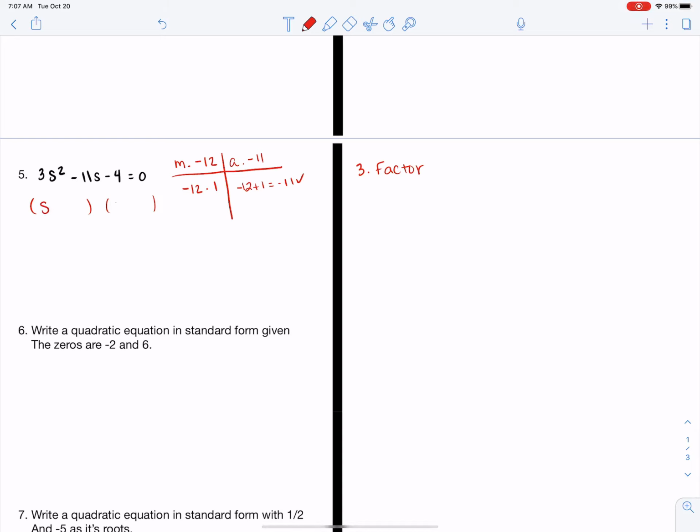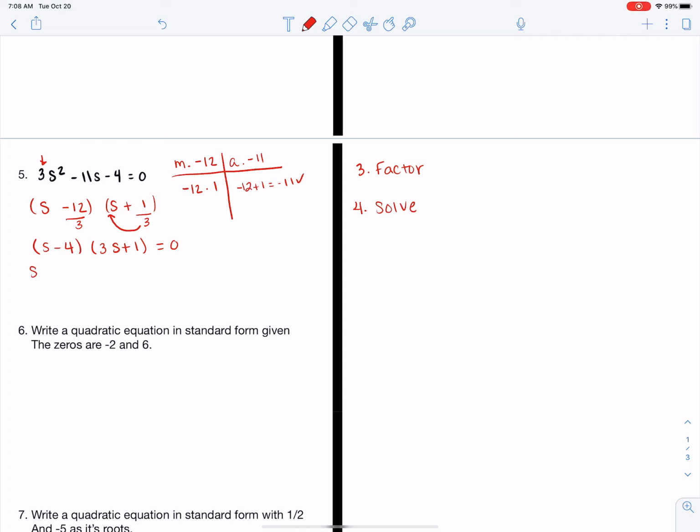Start with the letter. Then your factors, minus 12 plus 1. Then divide by a. Okay? So negative 12 divided by 3 is negative 4. So s minus 4. This one does not simplify. 1 over 3 doesn't simplify, so kick the 3 back in front. So 3s plus 1. All s equals 0. Now that I have factored, step 4 is to solve.